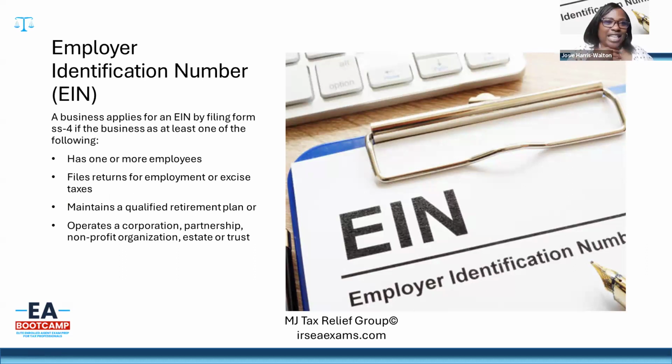She gave y'all the answers already, and I was getting to that. But Melinda gave y'all the answer on identification number. So these are the people who have to file an SS4. Remember, even though we're saying SS4, that is where you file online. You go online, irs.gov, you put in EIN, and you go there. You have to have one or more employees, file tax returns for employer or excise taxes, maintain a qualified retirement plan, or operate as a corporation, partnership, nonprofit, estate, or trust.